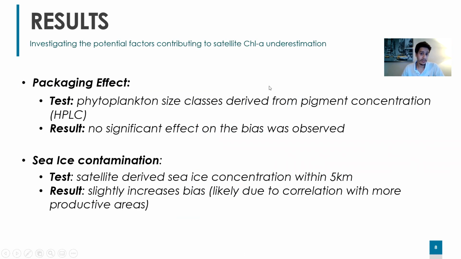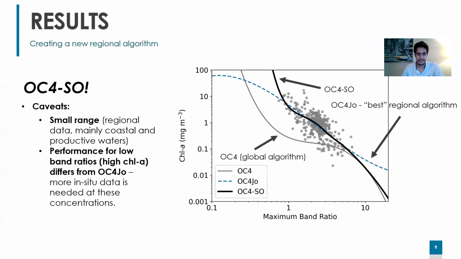When we look at potential factors contributing to this underestimation, we looked at the packaging effect. We showed no significant effects on the bias, and we saw a slight increase in bias for waters close to sea ice, but this could be simply due to correlation with more productive areas that characterize these waters near sea ice. We created a new algorithm, the OC4-SO, which is this thick black line here.